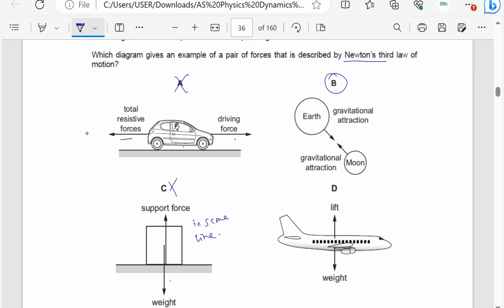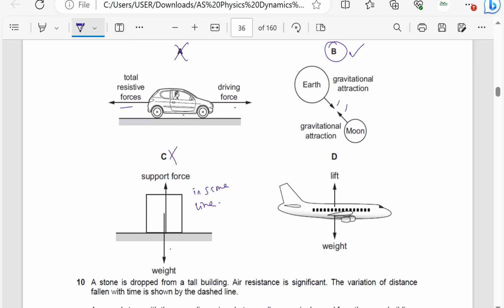Why? Because the moon pulls onto the earth by this force here, and the earth pulls onto the moon by this force. These two forces are equal but opposite. They're in opposite directions and they're acting on two different bodies. So the answer is going to be B. Of course, D is going to be wrong because it gives an impression that the two forces are acting on the same body, yet they should act on different bodies. So D is also out.